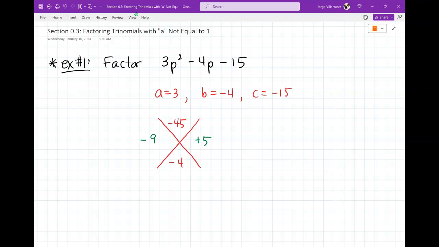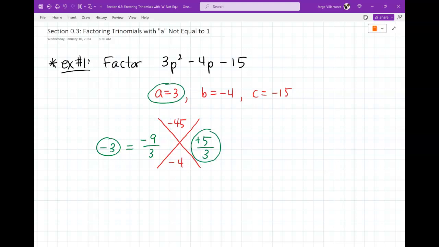Now, I don't know if that sounds familiar, but for my A term, I'm going to divide everything by 3, okay? Because this is not equal to 1, so we're going to divide by 3, like I said. So this becomes negative 3, and this does not divide evenly, so this stays as a fraction, okay?